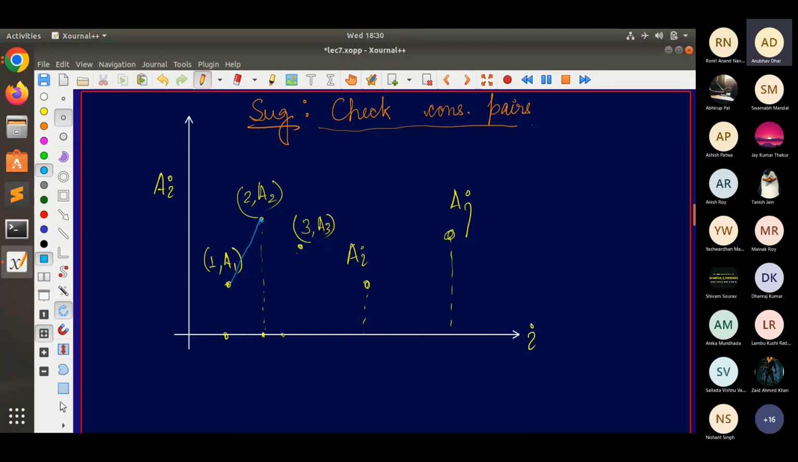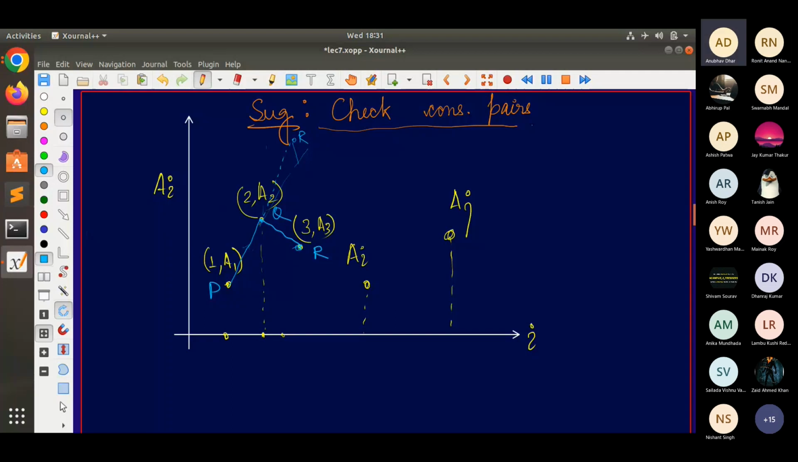So what line would you like to draw? Let's call these points P, Q, R, and draw the line QR. If (3, a3) lies below the line PQ, then QR would be a better answer than PQ. And if (3, a3) lies above PQ, then QR would not be a better answer. PQ would be a better answer than QR. Okay, that is totally true.